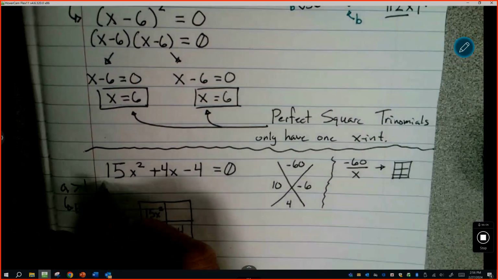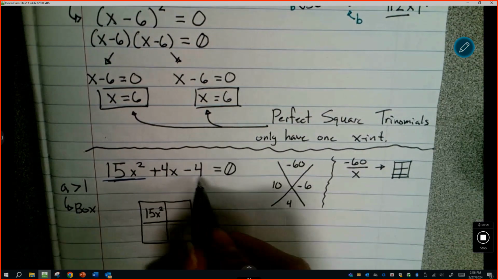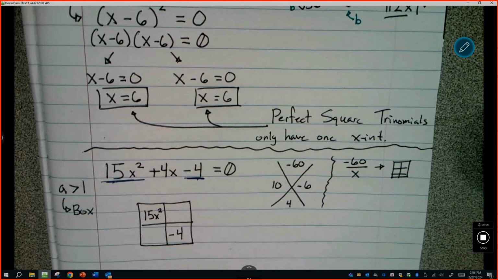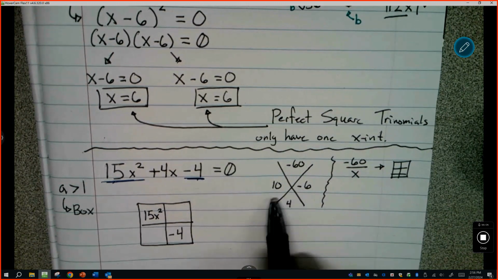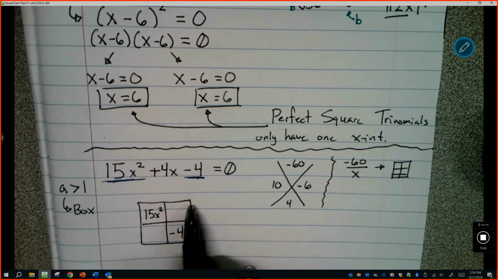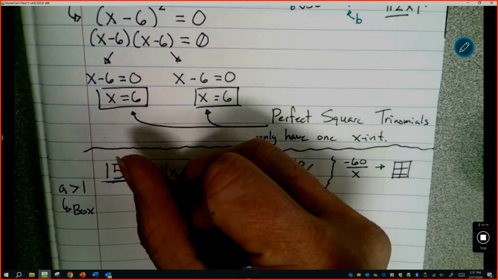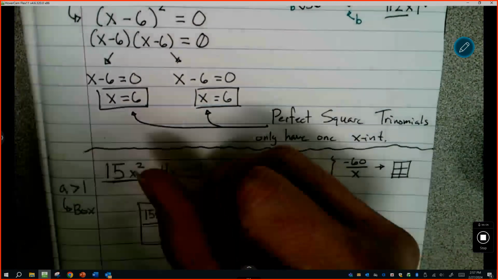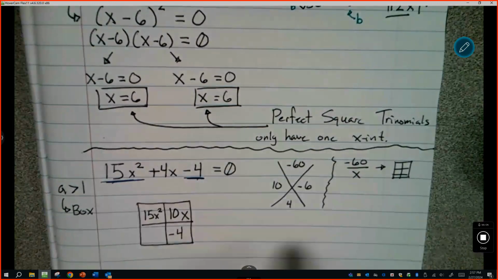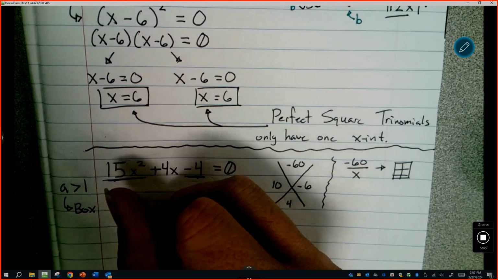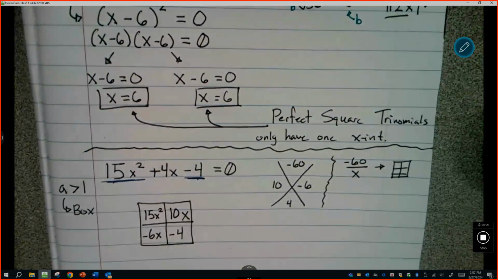So remember these two, my ax squared and my c, those two things go directly into the box. These two numbers, though, they need to go in the other spots in the box. But make sure, and this is a common mistake, that you don't just put 10, you put 10x. And make sure that you don't just put -6, you put -6x. And now we've filled out the box completely.